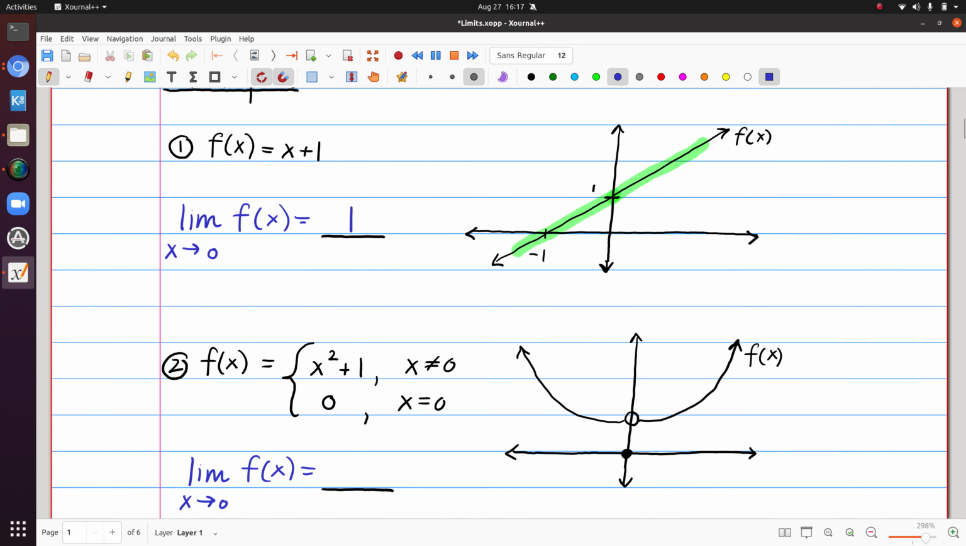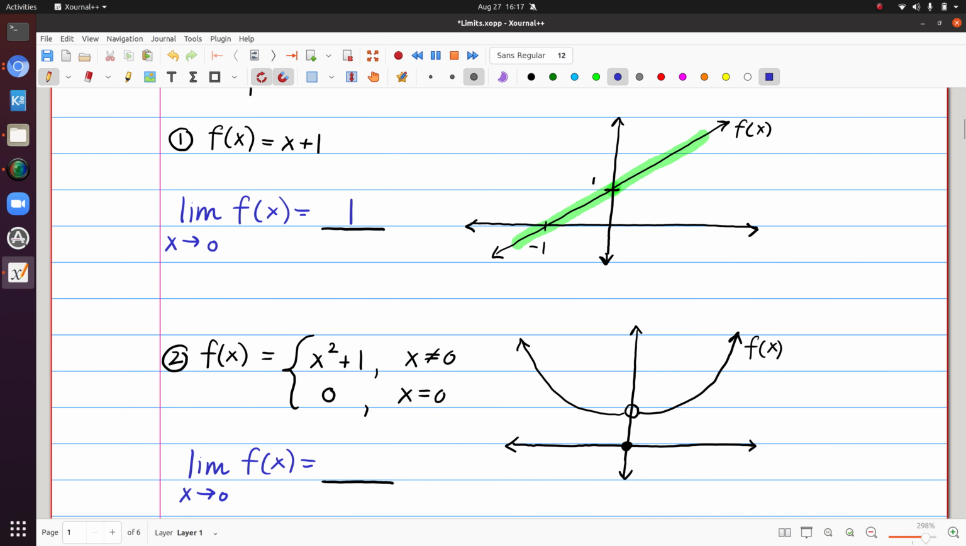In the second example here, something different happens. So again, we're going to be able to find the limit. Notice that for this function, f of 0 is equal to 0. And we're going to find out that that's not the limit as x approaches 0.